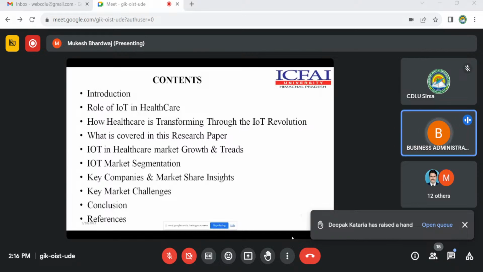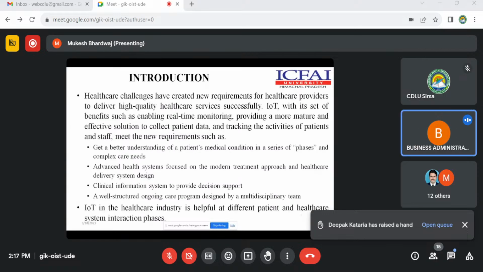Skip these slides and show only your findings, before that your work. Research work only. Your work. Okay. What about your work is showing?